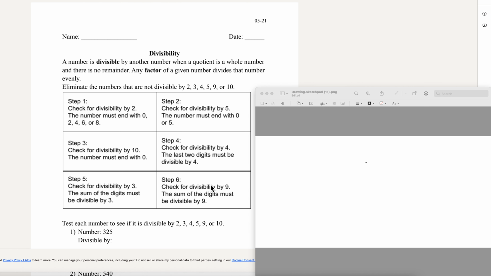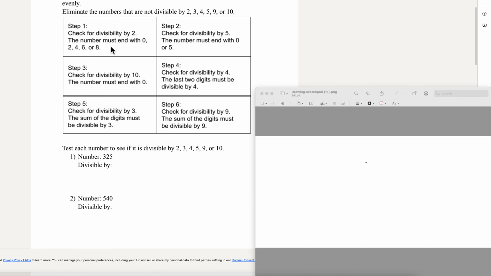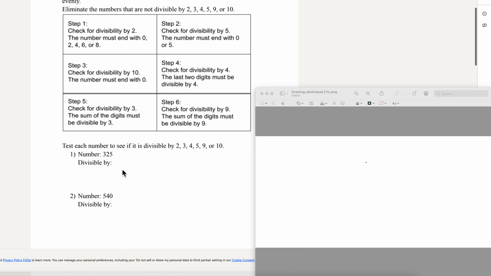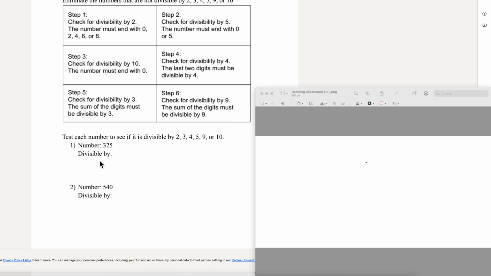Lesson 21 for grade 5. So here it shows all the steps to see if a number is divisible by 2, 3, 4, 5, 9, or 10. So let's use number 1 and 2 for an example.